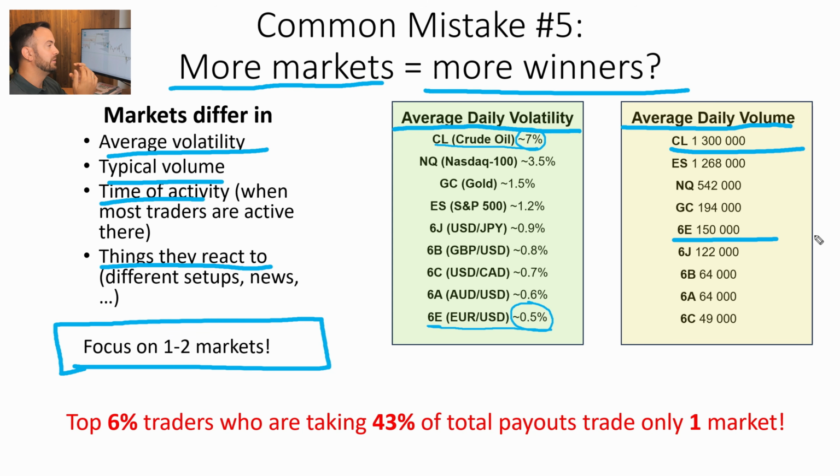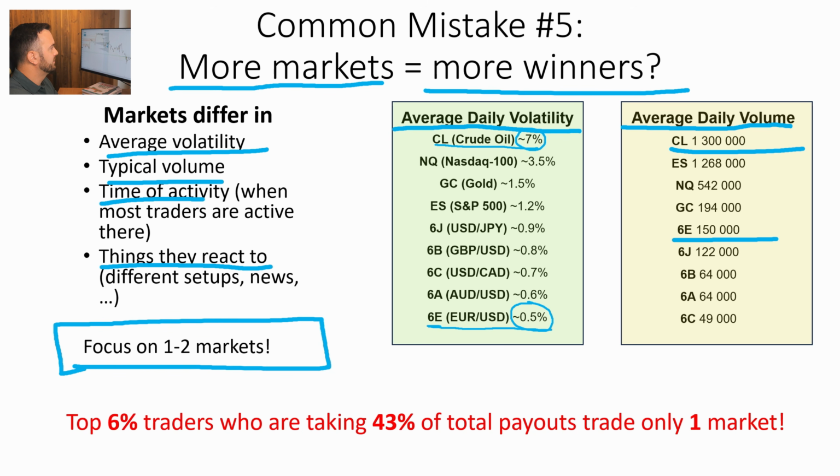If, for example, you wait for confirmation by absorption, then the absorption will look completely different on crude oil than on the Euro futures. The volumes will be completely different, right? So you need at least roughly to know what typical volumes are on that instrument you're trading, right? So that's why I'm saying that you should specialize in 1 or 2 markets.